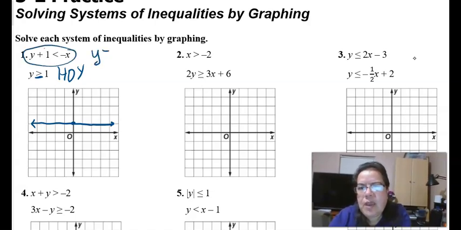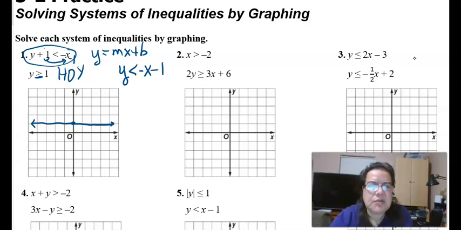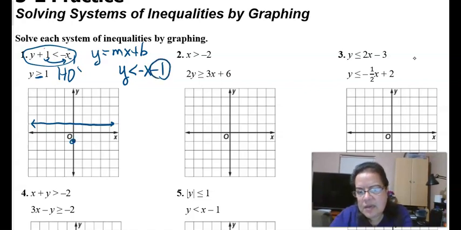Now we need to fix this a little bit because it should be in y equals mx plus b format, your slope-intercept format. So let's move the 1 this way so it becomes a -1. So then I end up with y is less than negative x minus 1. Now it's a lot clearer to see what is what, right? So this is my y-intercept, so I'm going to cross at -1.